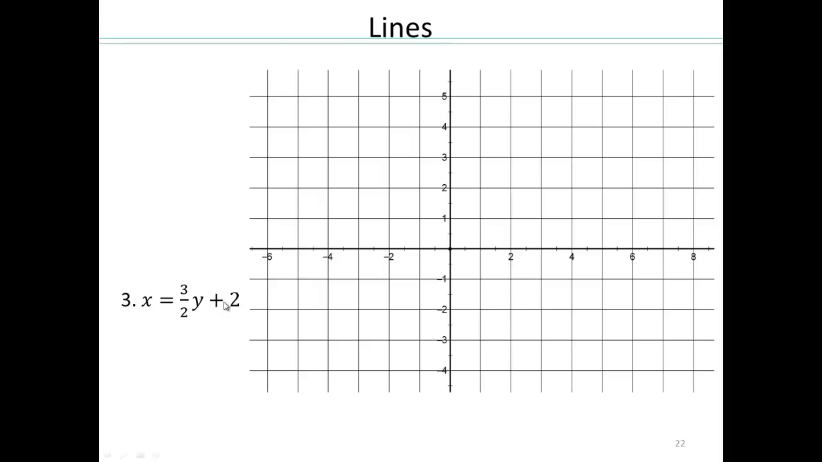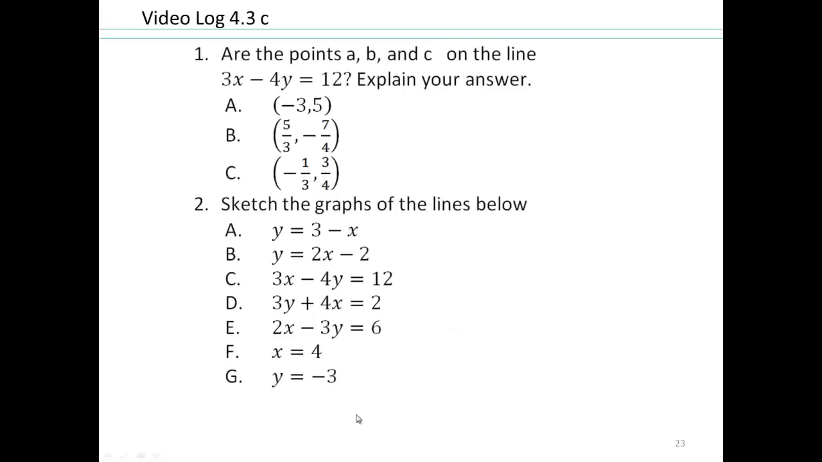Instead of y-intercept, you'll have x-intercept. So let's plot an x-intercept of 2. And then run is 3 and rise is 2. And there's your line. You can always check by plotting points or rewriting it as y equals mx plus b. But you don't always have to convert it to y equals mx plus b. You can interpret this equation as well. All right, try these on your own.